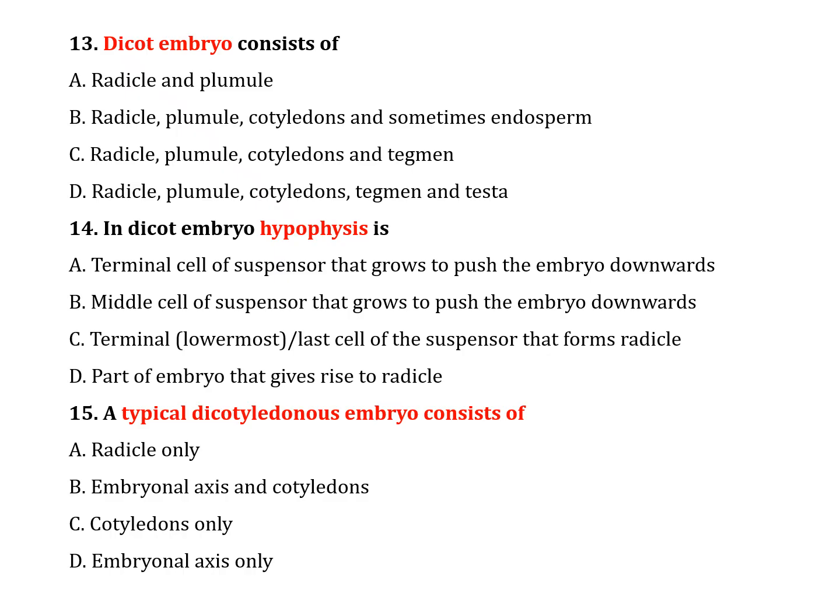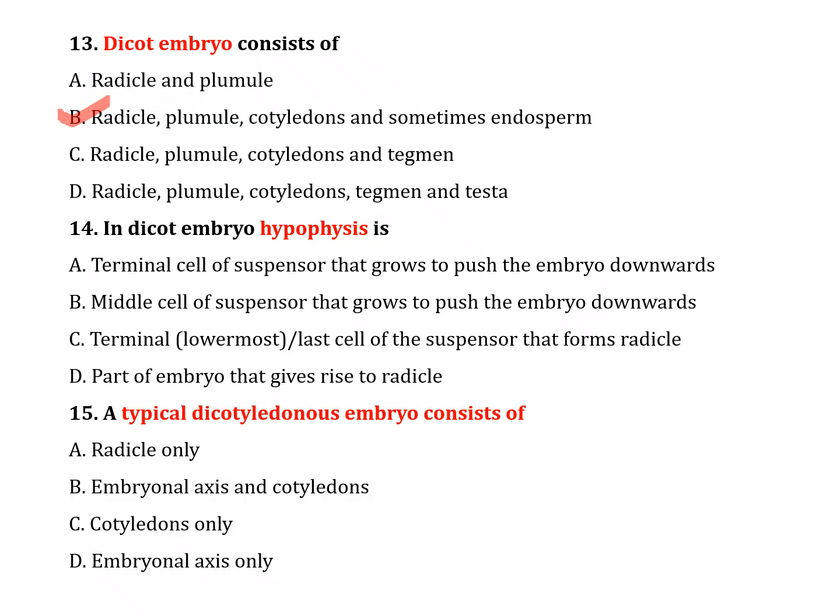The next question number 13. Dicot embryo consists of option A radicle and plumule, option B radicle, plumule, cotyledon and sometimes endosperm, option C radicle, plumule, cotyledon and tegmen, option D radicle, plumule, cotyledon, tegmen and testa. Correct answer is option B radicle, plumule, cotyledon and sometimes endosperm.